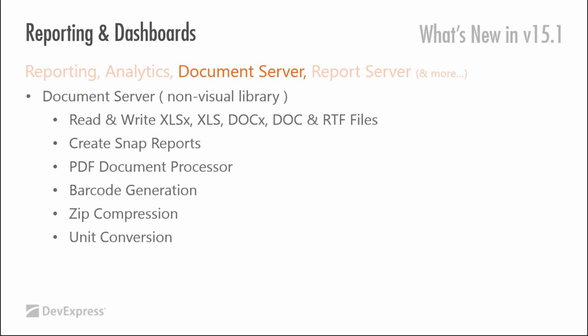The library also supports the ability to create and modify snap reports. It opens up our PDF document processing, so you can create, update, modify PDF documents, again without having that UI layer. You can generate barcodes. And interestingly, we've even included things like zip compression and unit conversion.